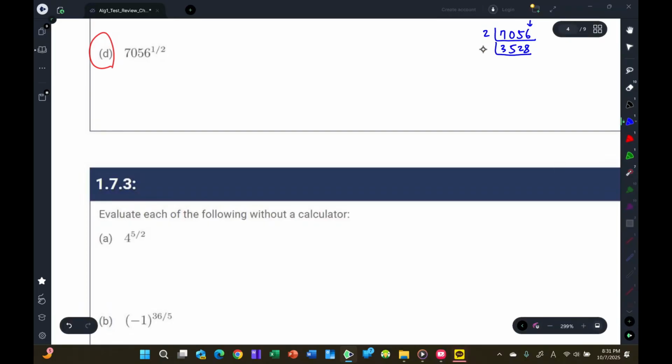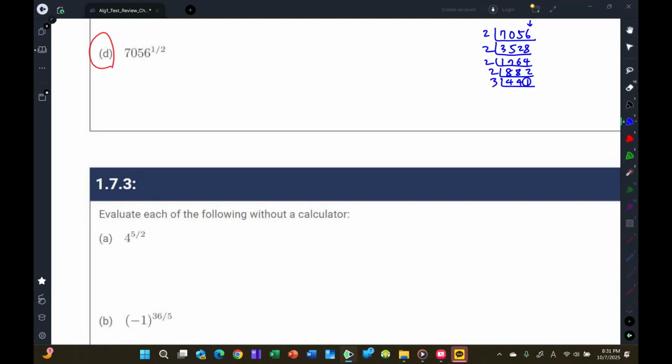And then if you do 2, and again 2 still works, right? It's going to be 1764, and I can use 2 again. That's going to be 882, and half of 882 is 441 if I use 2 again, right? Now I can't use 2 anymore because I'm ending with 1, so it's going to be an odd number. So what's the next smallest prime number? Maybe 3, right?